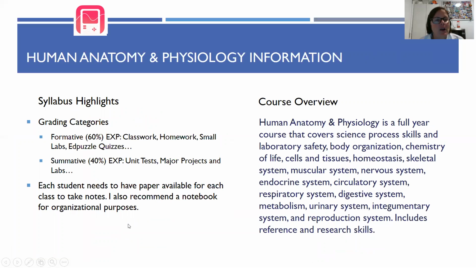So now I'm going to talk about each of my courses, so you'll just need to know which one your child is taking. There's some similarities in all of them, however. For human anatomy and physiology, the formative, the classwork, and homework assignments count 60% of the grade. The unit tests, the major projects and labs will count 40%.